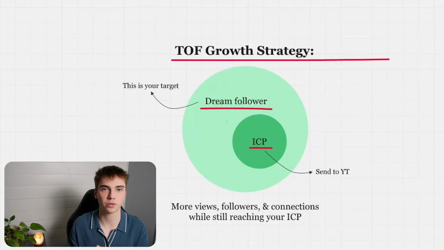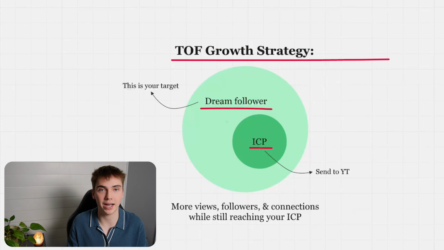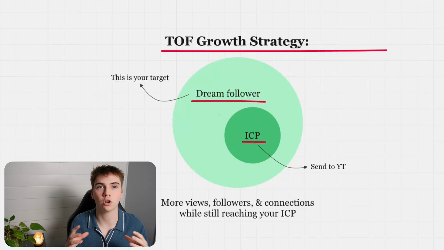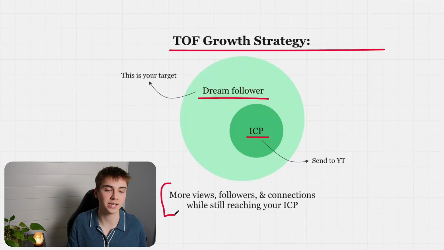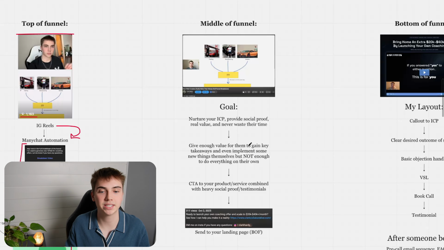Now, if that doesn't make total sense, let me give you an example to kind of clarify. My ICP is business owners who are also content creators looking to launch or scale high ticket info products. However, my dream follower is just business owners or entrepreneurs in general. By targeting my dream followers on Instagram, TikTok, any other short form platforms, I'm able to generate more views, more followers, and connections while still reaching my ICP because my ICP will always be inside of the dream following, like you can see here. So that's the basic breakdown for top of funnel.